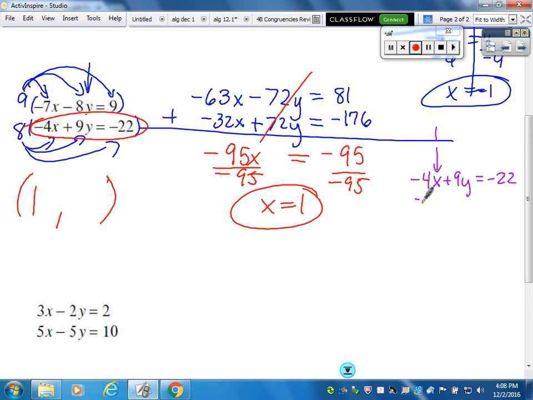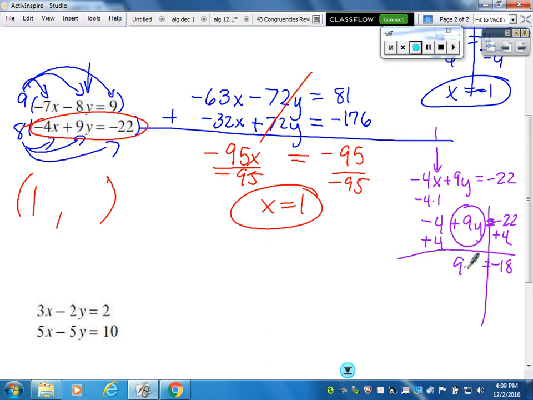So negative 4 times the 1 is negative 4 still. Plus 9y equals negative 22. So two-step equation, solve for the y by getting rid of the 4 first. We're at negative 18 then, equals 9y. Divide by that 9, and y equals negative 2.